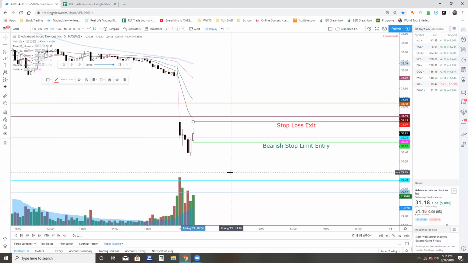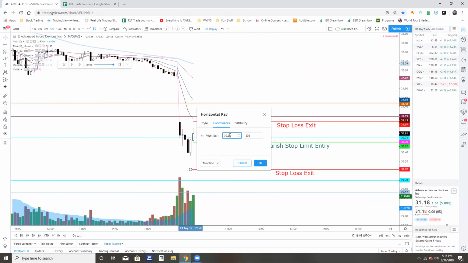So in this case, it's a 45-cent risk. 45 cents of risk would be 90 cents of reward. 90 cents of reward puts Tor at 29.72. So a little bit below that pivot.